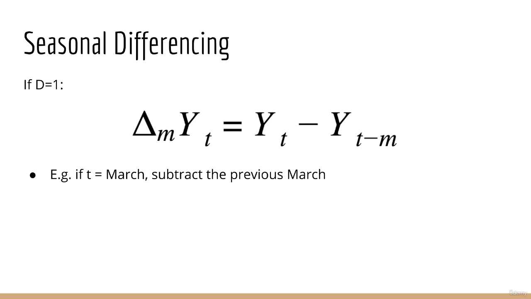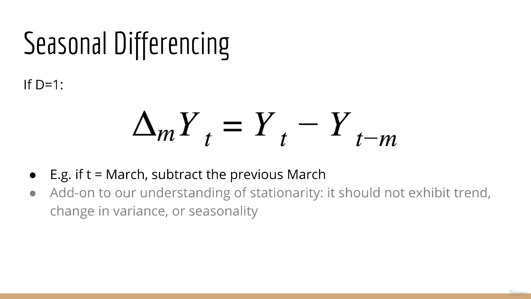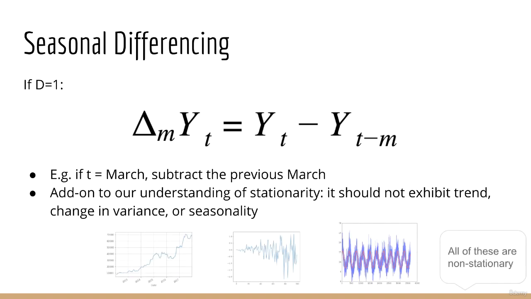Note that when we discussed stationarity earlier, we discussed certain characteristics of time series that indicate that it is not stationary. Examples of this were trend and changing variance. If either the level or the variance changes over time, then the series is not stationary. Seasonality is the other key component of this. Stationary time series should also not exhibit seasonality. So if you find a time series that does exhibit seasonality, then you would say it's not stationary.